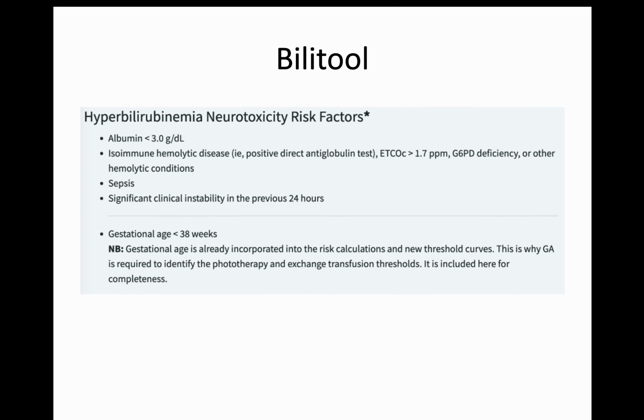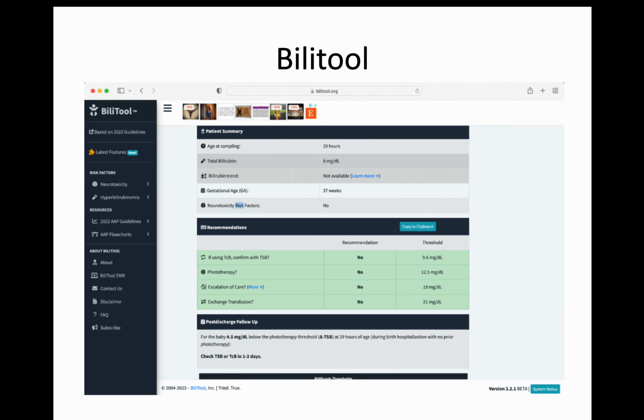So, what are the neurotoxicity risk factors? In our institution, we really only look at if they're Coombs positive or negative. Technically, if they are under 38 weeks of age, that is also a risk factor. However, BiliTool already incorporates that into its algorithm. So if a baby is Coombs negative and born at 37 and 5 days, you would still click no. If a baby is Coombs positive, you'll click yes. Typically on the newborn floor, the only positive neurotoxicity risk factor that they would have is if they're Coombs positive.